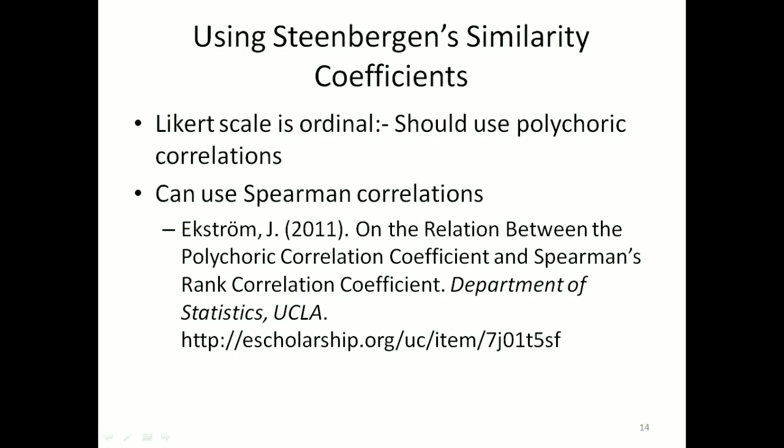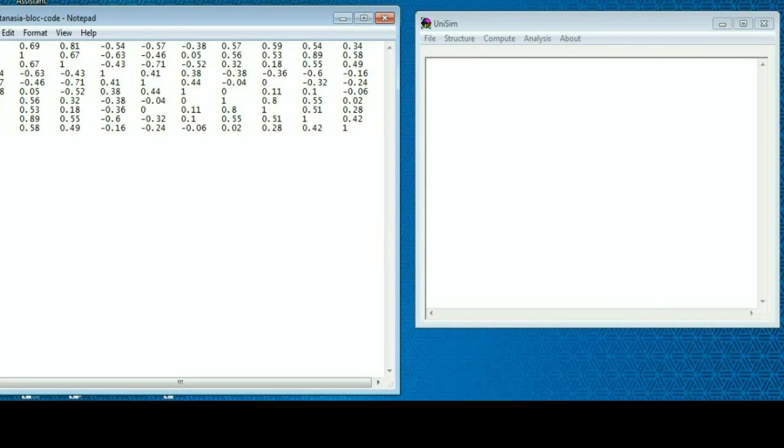Now this is some important theory to bear in mind. First of all, the Likert scale is ordinal. You should use polychoric correlations to deal with this kind of scale. However, programs are very expensive to do polychoric correlations, but Ekstrom has argued that you can use Spearman correlations because in practice they tend to approximate each other. So let's look at how we can calculate the similarity coefficients using Steenbergen's Unisim program.